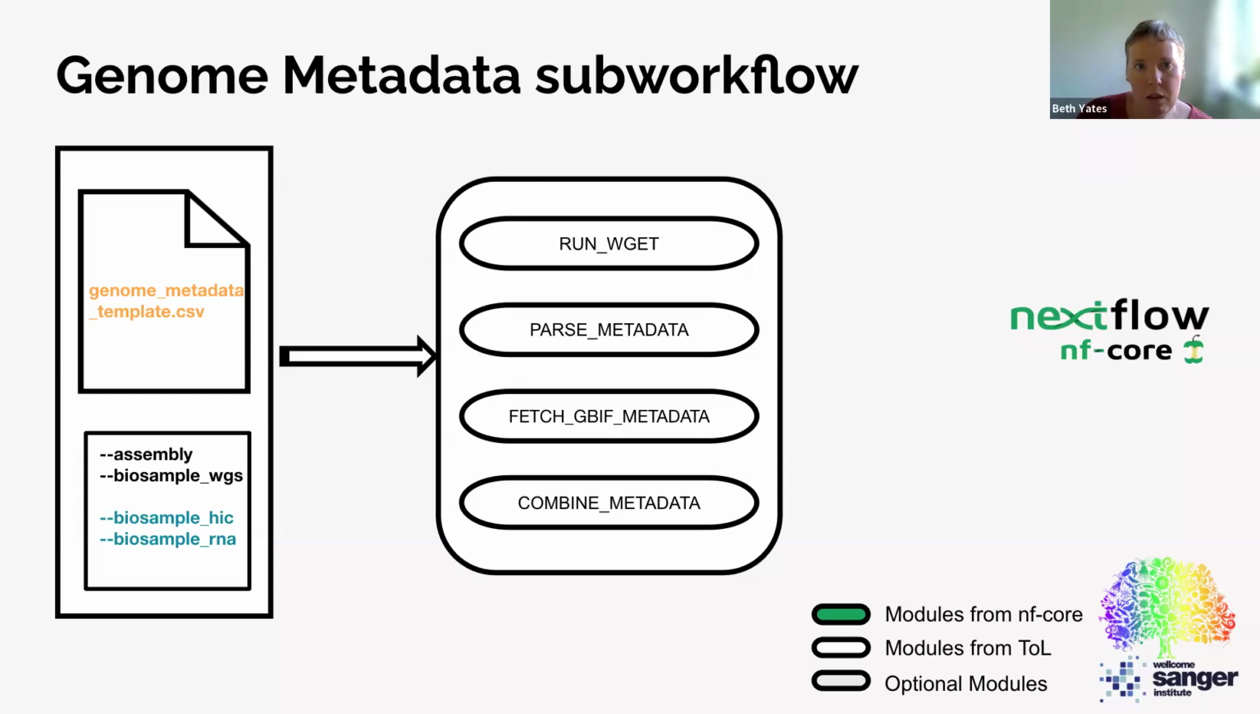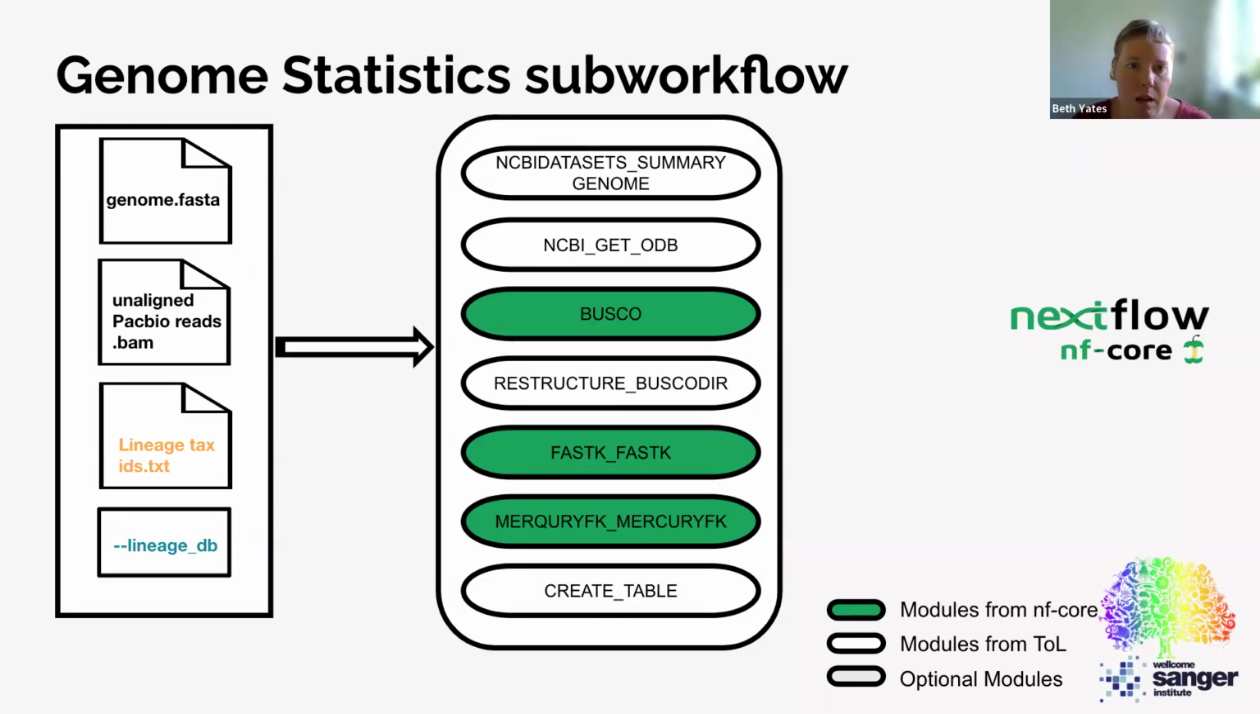Then we also have the genome statistics sub-workflow, and this does more of the computing of the statistics and the assembly metrics. So we have input to this. We give it the assembly, the genome FASTA file. We give it the unaligned PacBio reads, and we can give it information about lineages to allow it to run Busco.